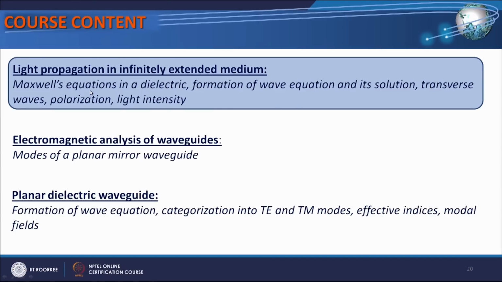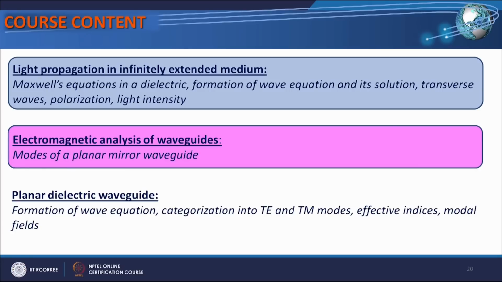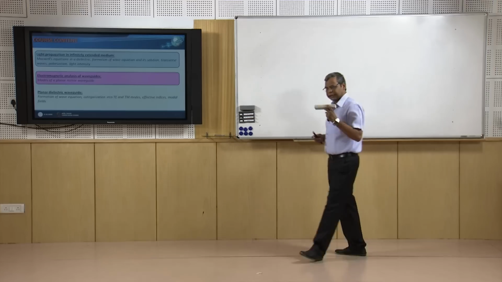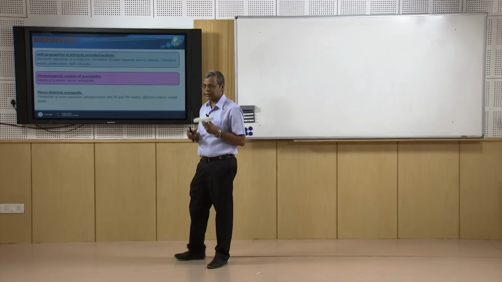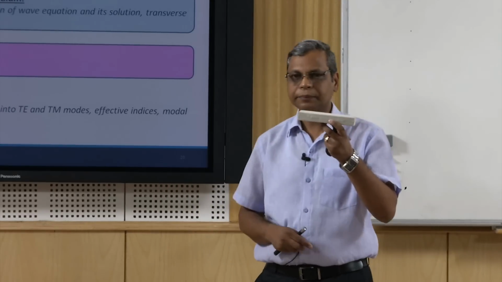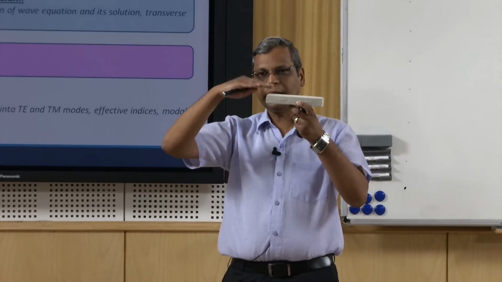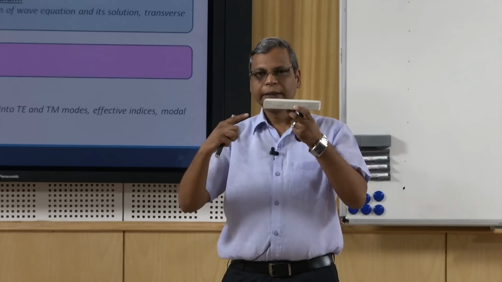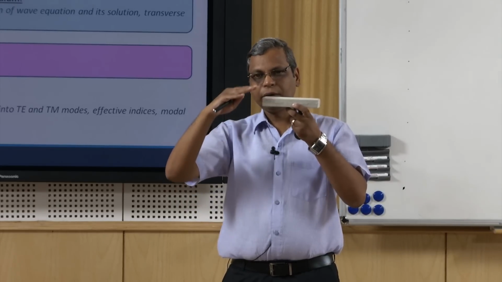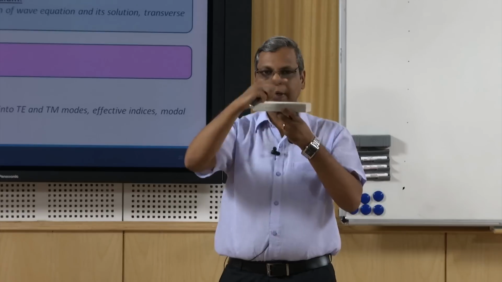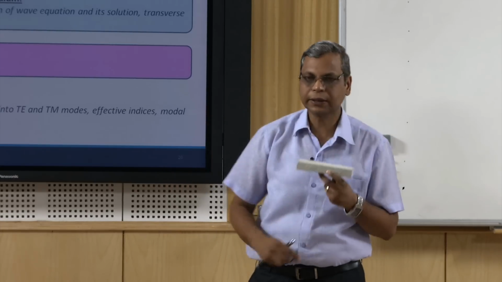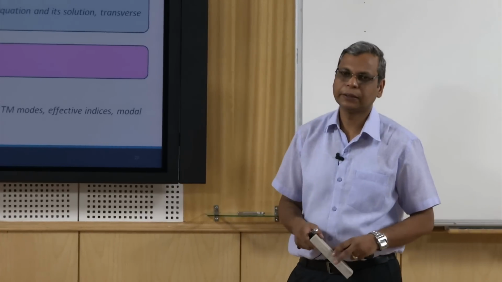Then we will study the light guidance mechanism in a very simple optical waveguide, which is a slab waveguide, which is something like this. If you have a thin slab of glass, for example, and you silver it here and here, then you send light, then because you have silvered it on the top and the bottom, light will bounce back and forth and will be confined in this structure. So, this is a very simple planar mirror waveguide.